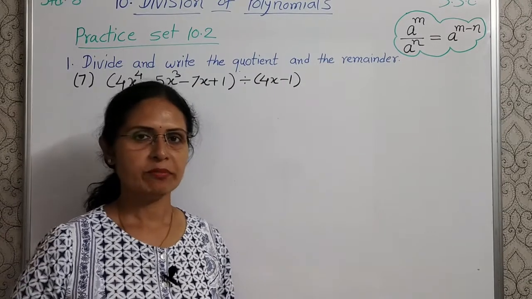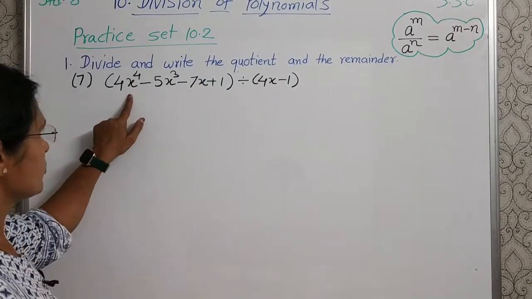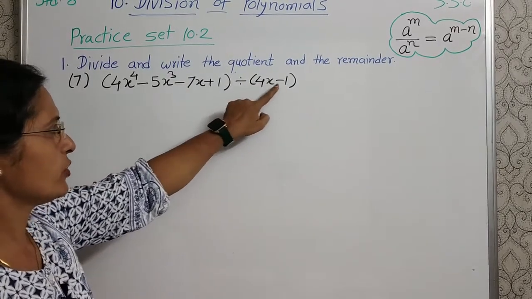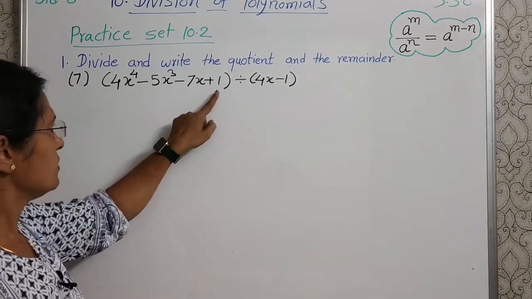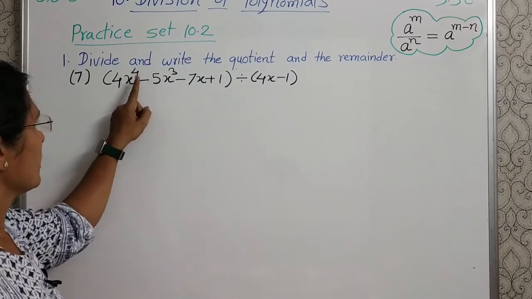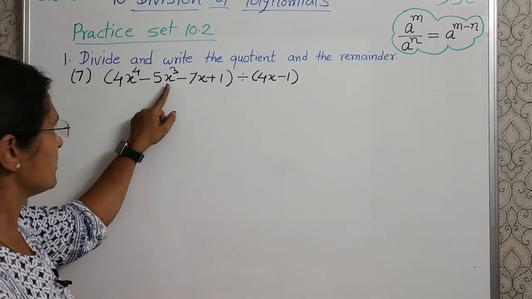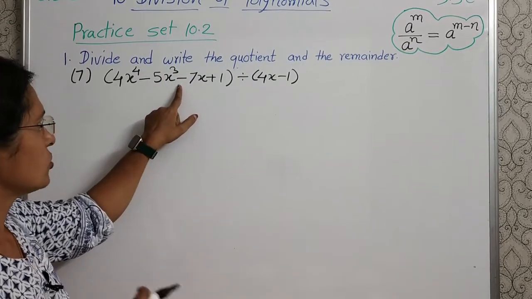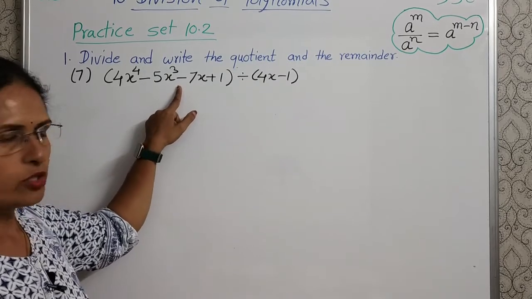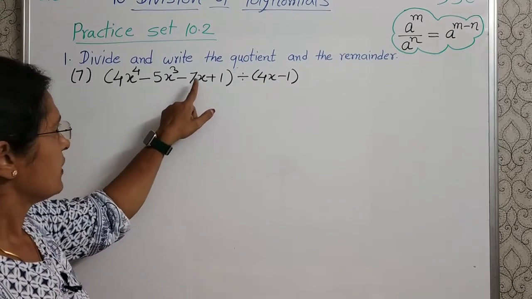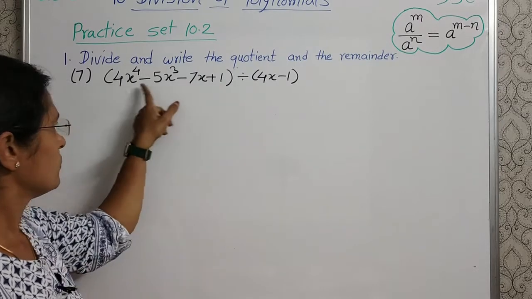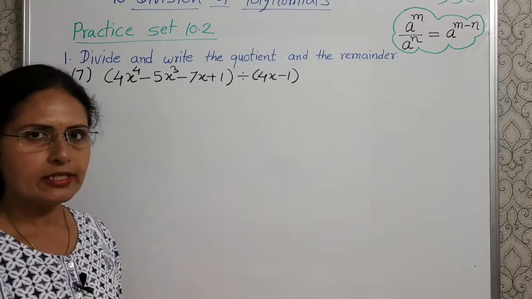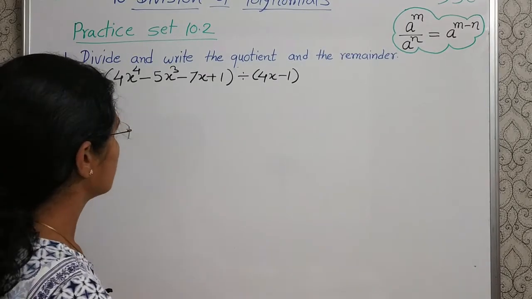Let us solve sum number 7. 4x raised to 4 minus 5x cube minus 7x plus 1 divided by 4x minus 1. Observe this dividend. The degree is 4. Now here x raised to 4 term is present, x cube term is present, but x square term is not there. So we'll write that term as 0x square and then we'll write minus 7x plus 1. So we'll get our dividend. All the terms will be in the descending order of their indices.